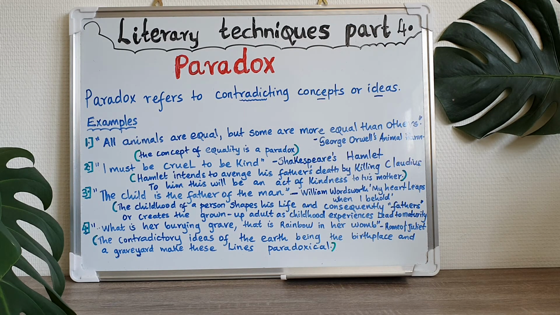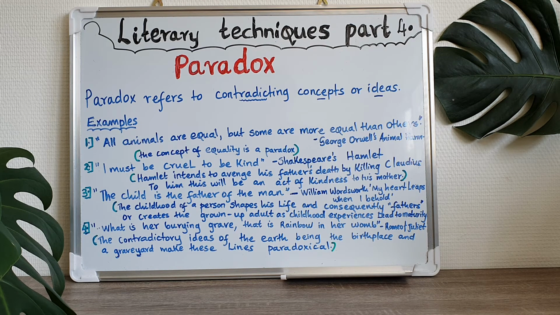Shouldn't it be the other way around? Now, we have two ideas here. We have two concepts, two ideas that are being contradicted. And that is the idea of childhood and the idea of manhood. Okay? Now, what this actually means is that the childhood of a person shapes his life, and consequently fathers or creates the grown-up adult as childhood experiences lead to maturity.